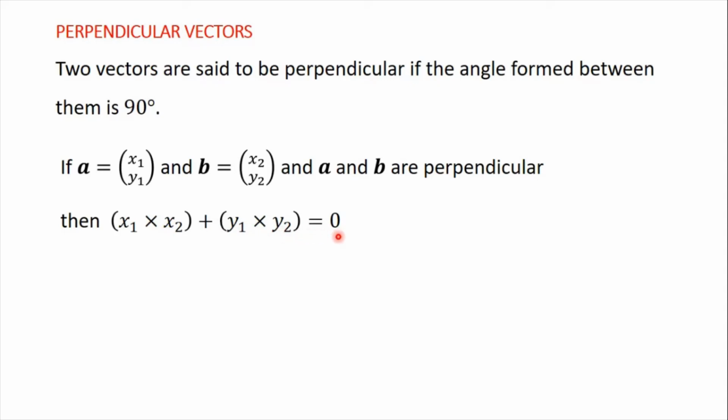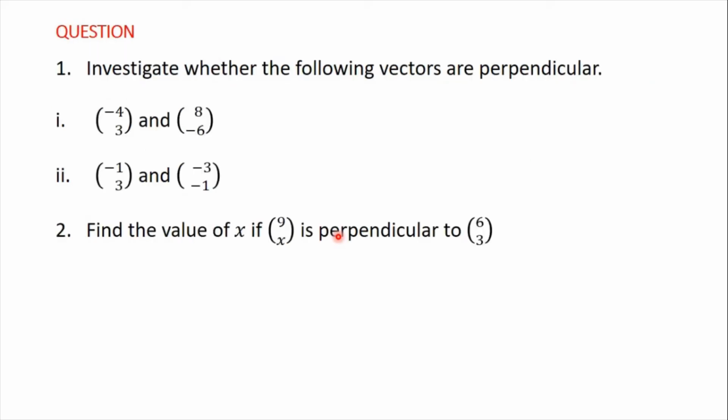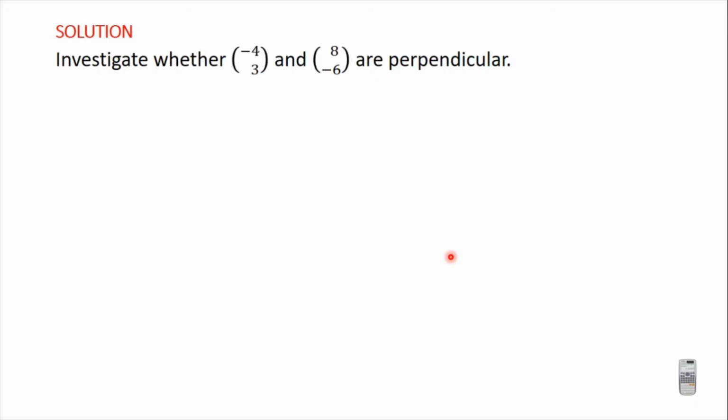Let's pick some questions and see how to apply this in solving questions. We have two questions here. The first one says that we should investigate whether the following vectors are perpendicular. Then the second one says we should find x if these two vectors are perpendicular. So let's pick the first one. We are going to investigate whether -4, 3 and 8, -6 are two perpendicular vectors.